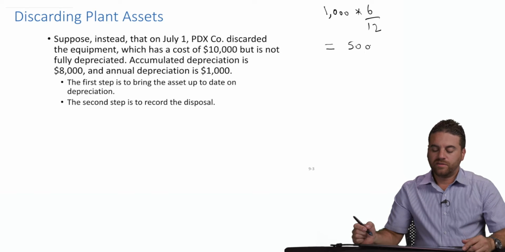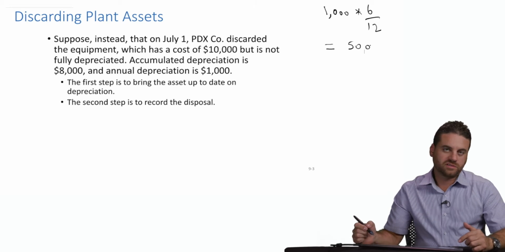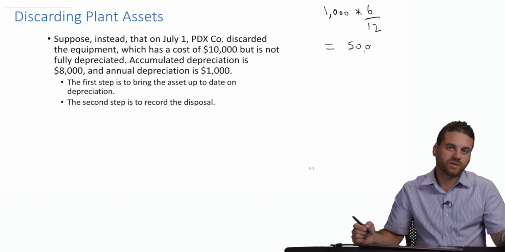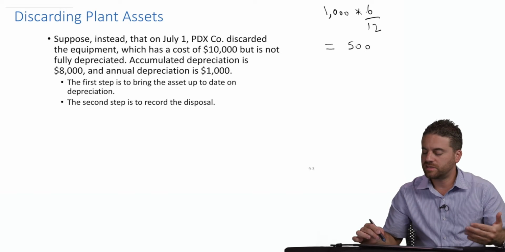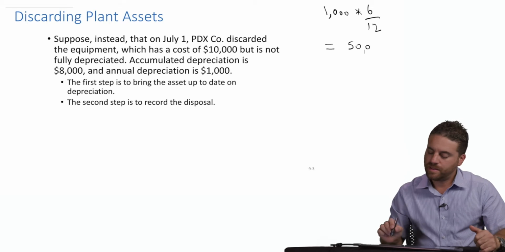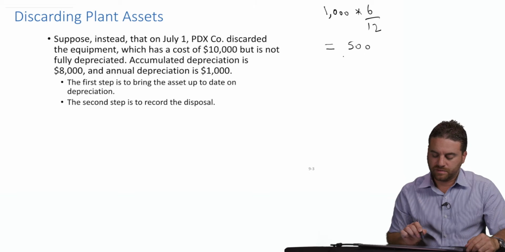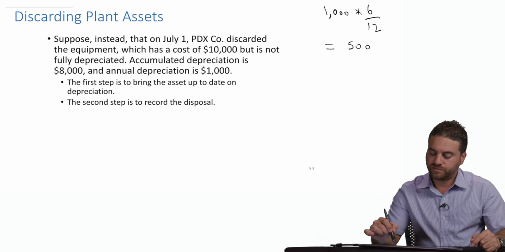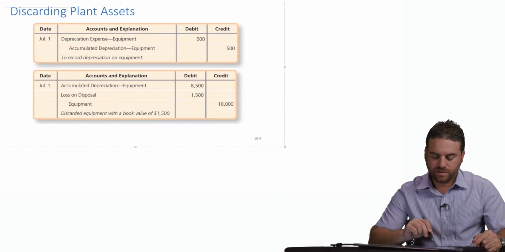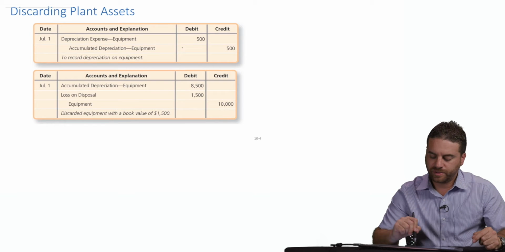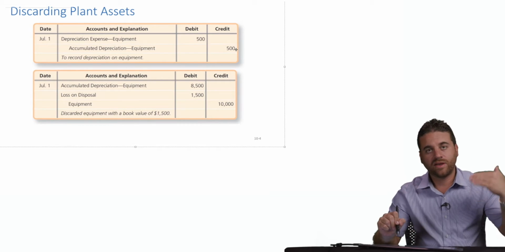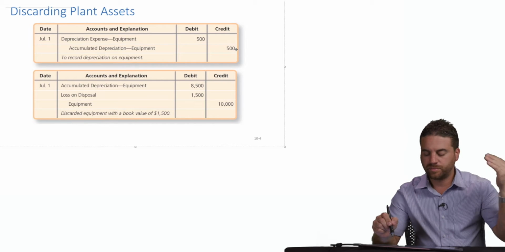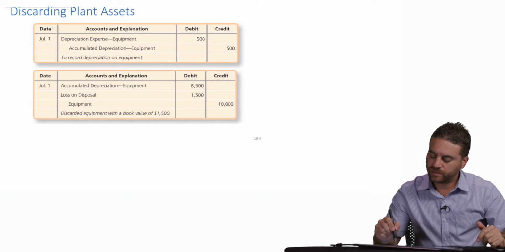If it was August 1st instead of July 1st, that means I have 7 months of depreciation, so I will be multiplying 1,000 by 7/12 instead of 6/12. Anyway, $500 is my depreciation for this year. We will have to record this first as a first step. So here, depreciation expense $500 on July 1st, and then accumulated depreciation $500. So my book value is up to date now in my books, and depreciation has been recorded up to date.